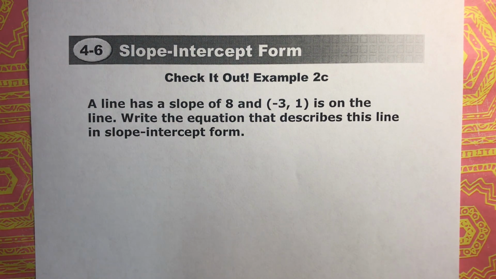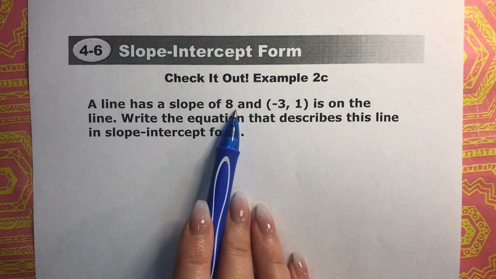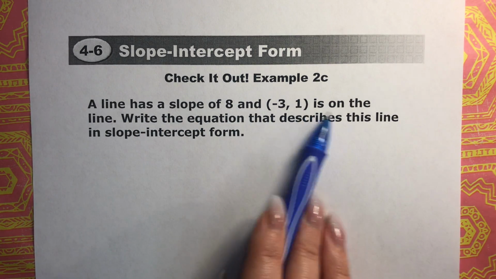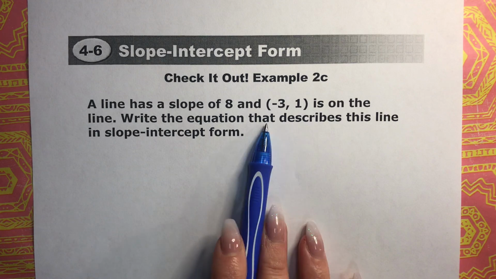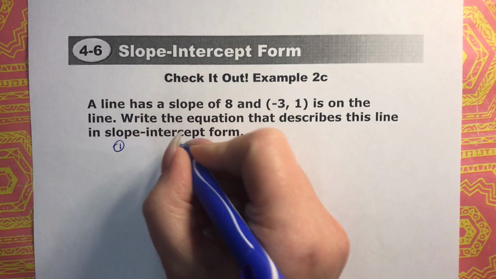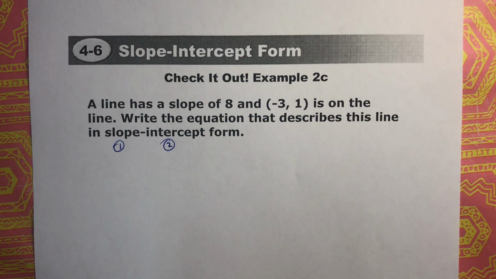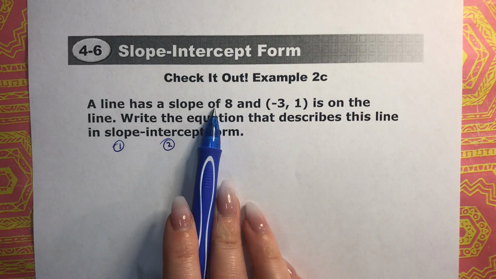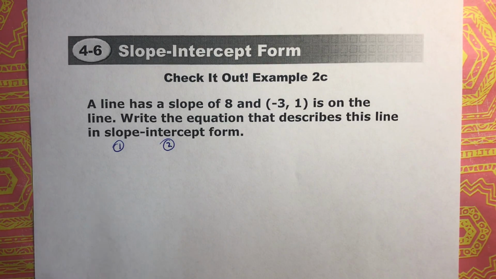Okay, let's see how you did. A line has a slope of 8, and this point is on the line. Write an equation that describes this line in slope-intercept form. So remember, for slope-intercept form, you need 2 things. You need a slope and you need a y-intercept. Do we have 2 things? Well, we have a slope, but we don't have a y-intercept.